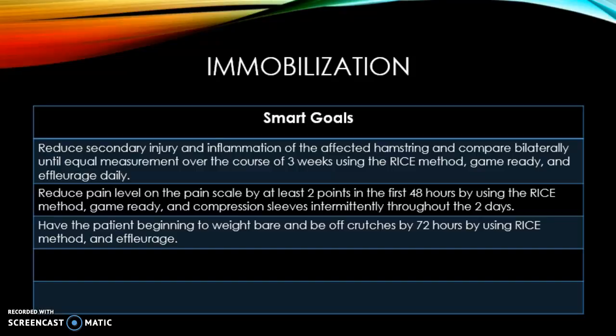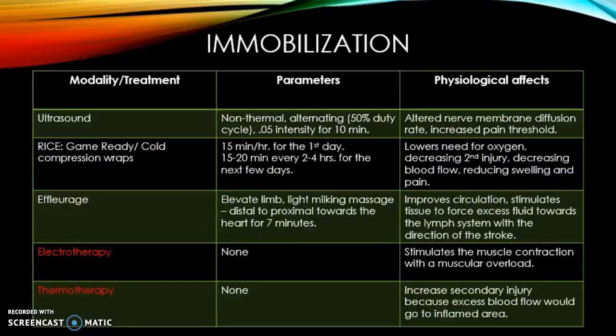and inflammation of the affected hamstring and compare bilaterally until equal measurement over the course of 3 weeks using the Rice method, Game Ready, and Effleurage daily. I will reduce the pain level on the pain scale by at least 2 points in the first 48 hours by using the Rice method, Game Ready, and compression sleeves intermittently through the next 2 days. I'll have the patient beginning to weight bear and be off crutches by 72 hours by using the Rice method and Effleurage. At least these are the goals to do.